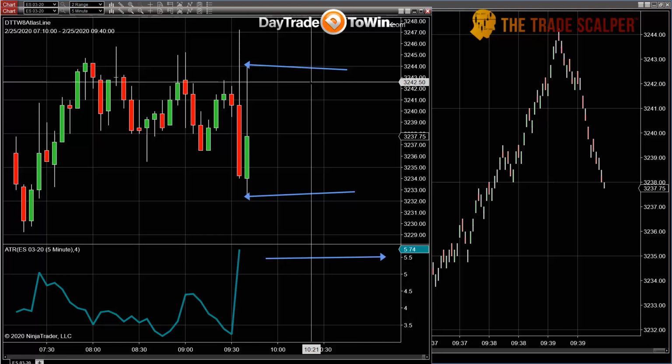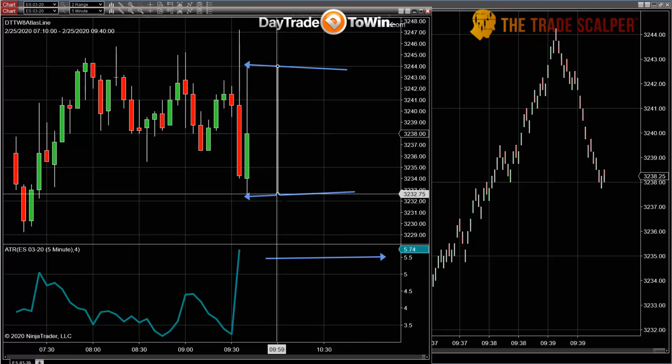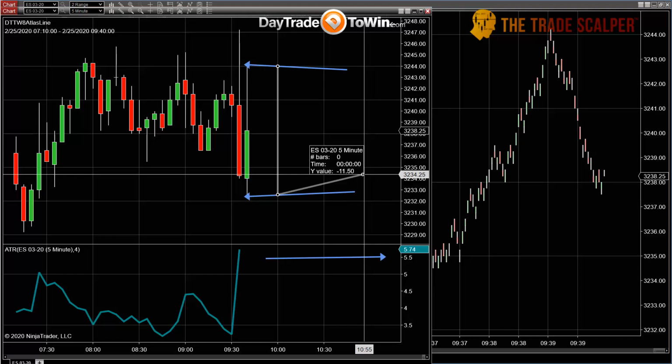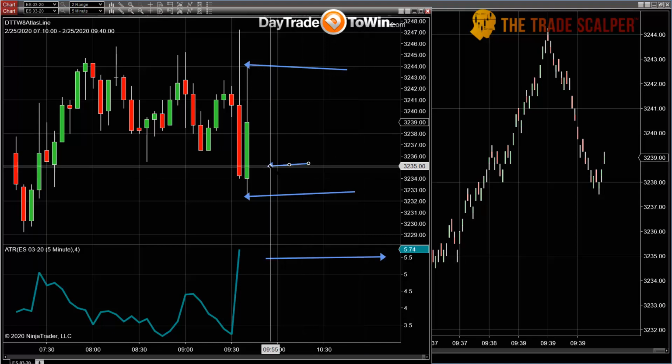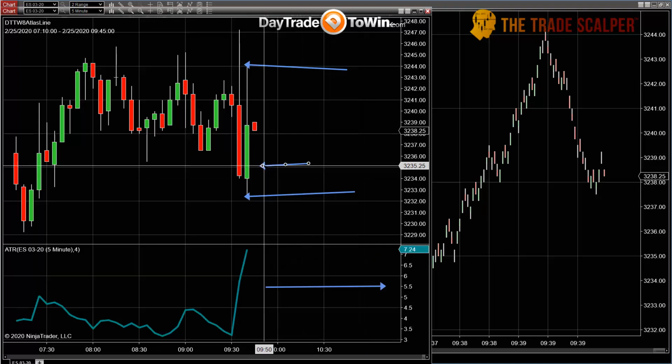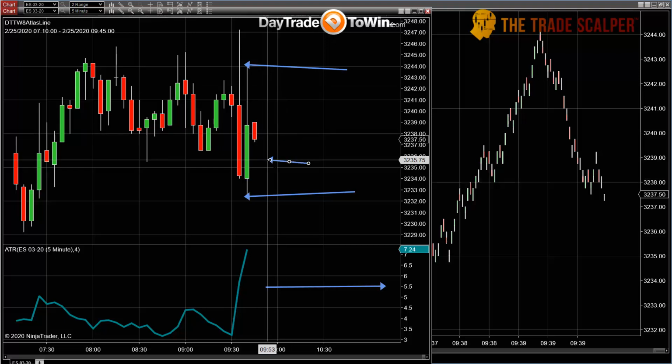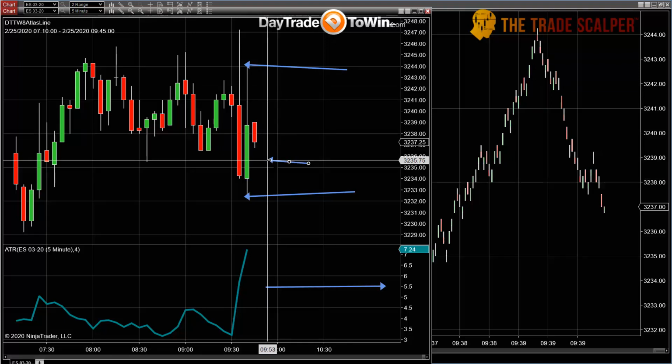The movement from here to here so far is 11 points. So if I have a stop that's 1 point or 2 points and I'm going long or I'm going short, this idea that I'm able to hold on to a trade as it fluctuates up and down and up and down is a problem, because you can easily get taken out.